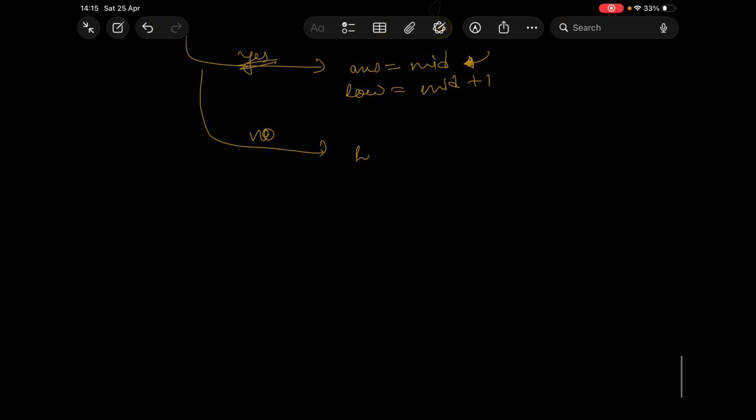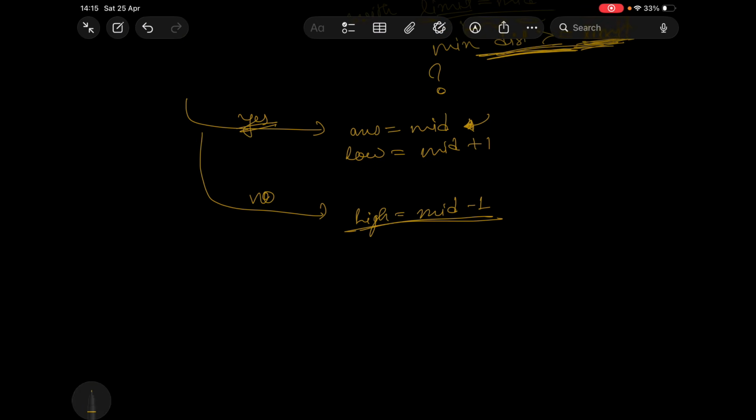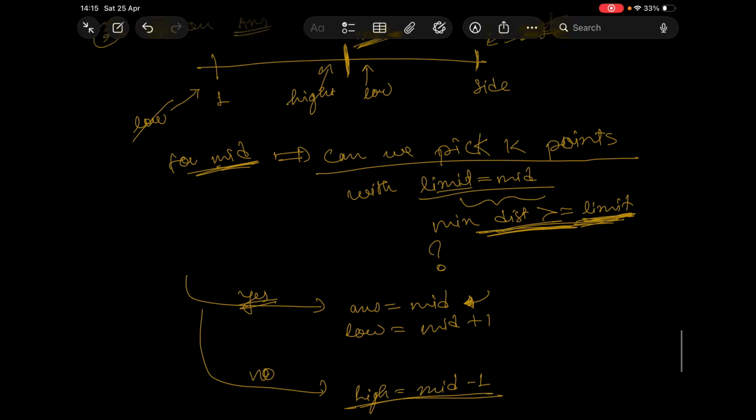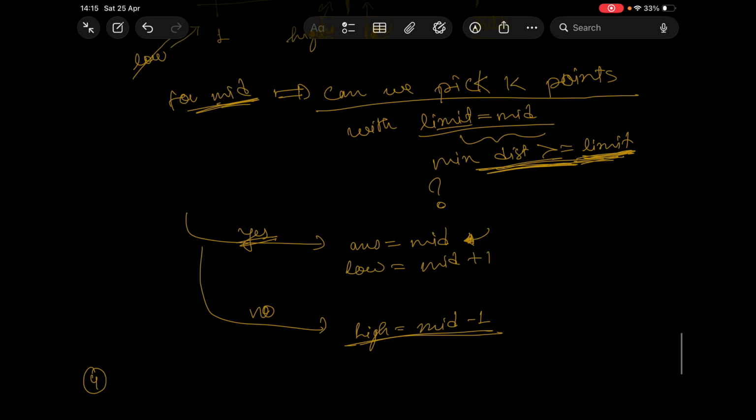So high would be mid minus 1. Okay. Now, yeah, this is the binary search that we have to apply. Now the next important thing is this: can we pick k points with this limit? Now let's discuss whether we can pick this point or not.